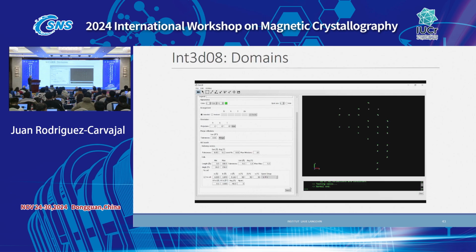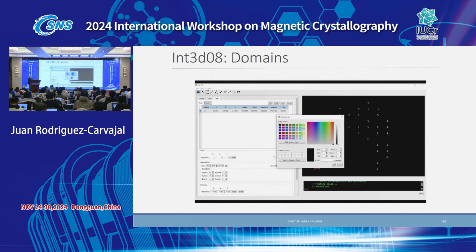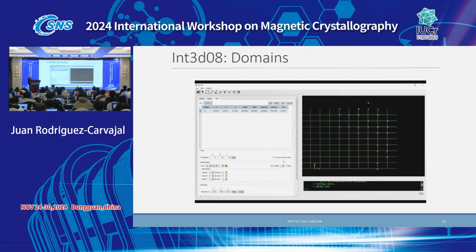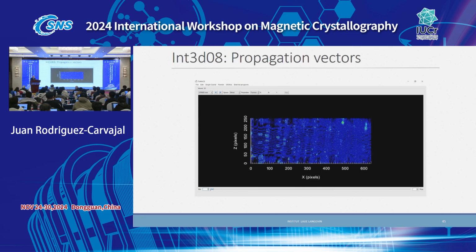And for instance, if you put now the lattices, you select a color for each lattice, and on the other side you see here the relative orientation of the two lattices, etc. Let us continue.